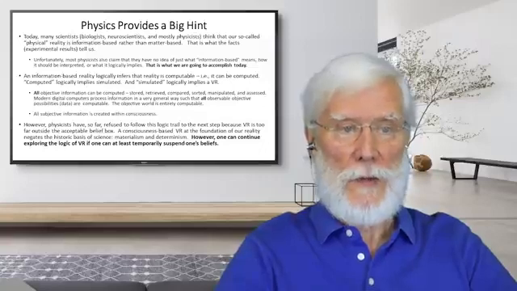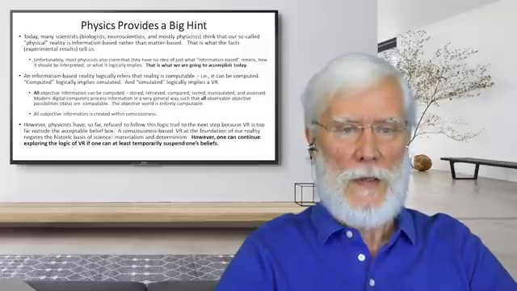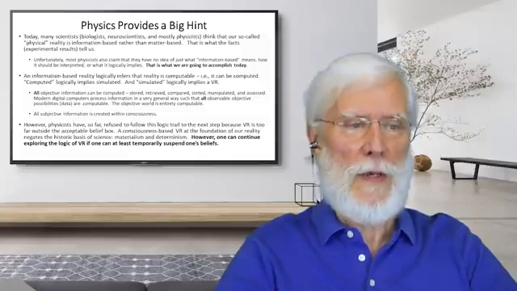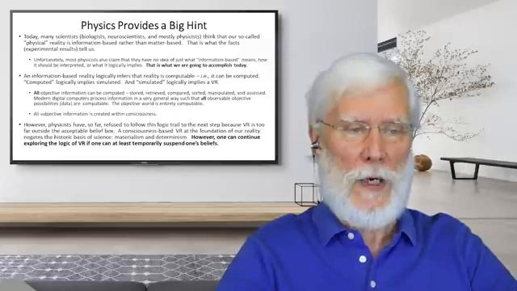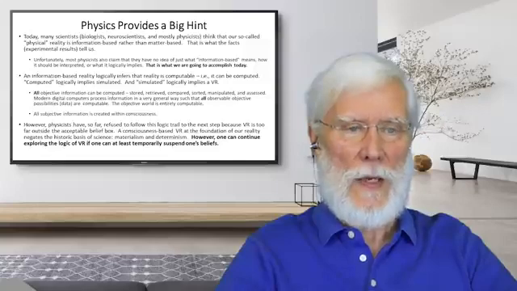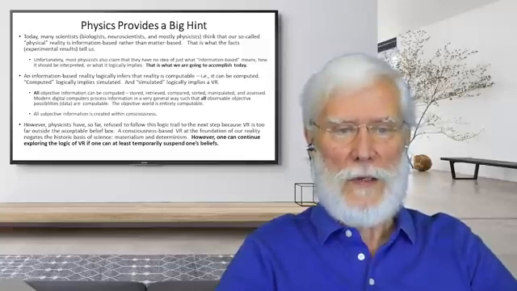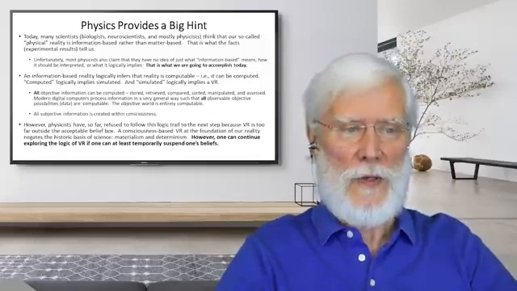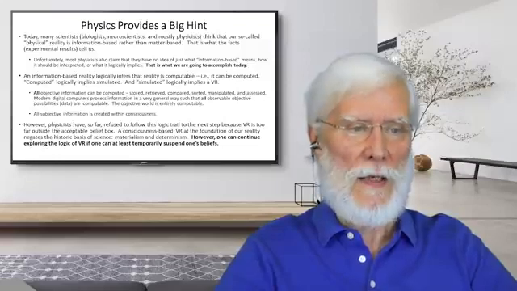Today, many scientists, biologists, neuroscientists, but mostly physicists, think that our so-called physical reality is information-based rather than matter-based. That is what the facts tell us. That is what the experimental results tell us, that our reality is information-based. With that understanding, quantum physics begins to make sense, even if the quantum physicists don't actually understand things like the collapse of the wave function, or why our reality should be probabilistic and information-based. Still, they do get it that our reality is information-based. Unfortunately, most physicists also claim that they have no idea just what information-based means, how that should be interpreted, or what it logically implies. Well, that's what we're going to accomplish today. I'm going to show you what information-based means and its logical implications.